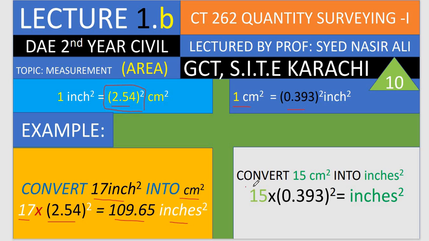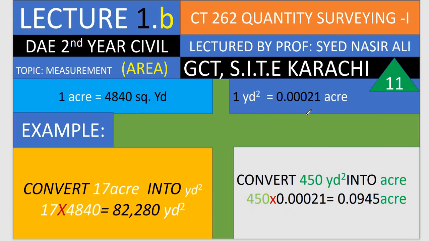Convert 15 centimeter square into inches square: 15 multiplied by 0.393 and we get the inches square result. This is the 0.393 factor.